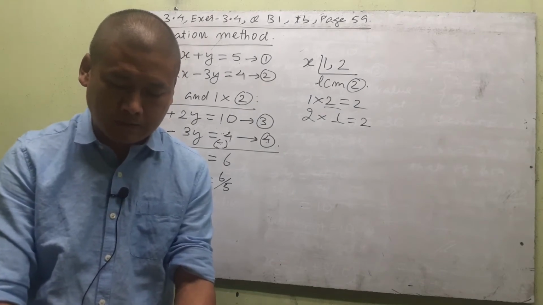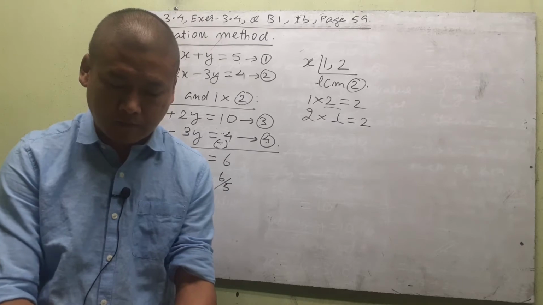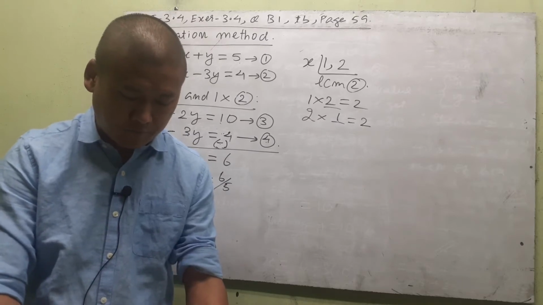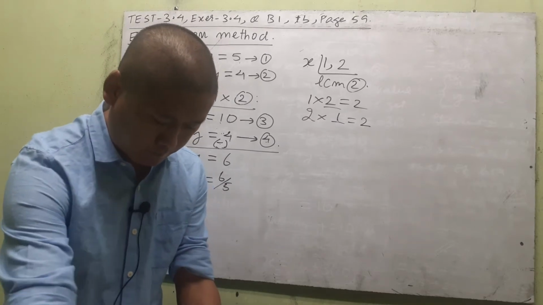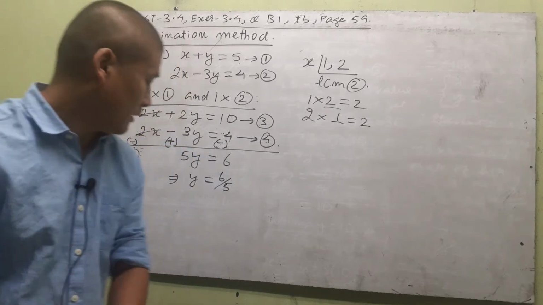Then next, see the answer for the back. 3.4, okay. B1, 6 by 5, that's correct.